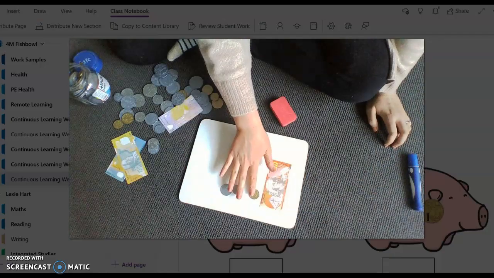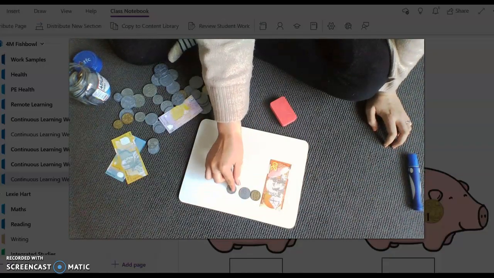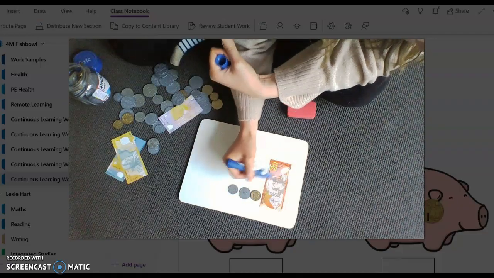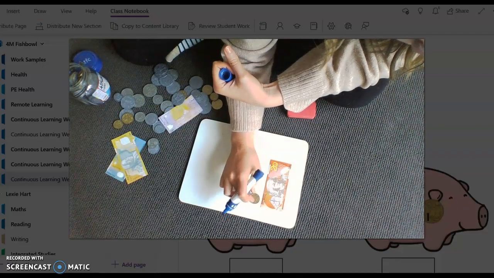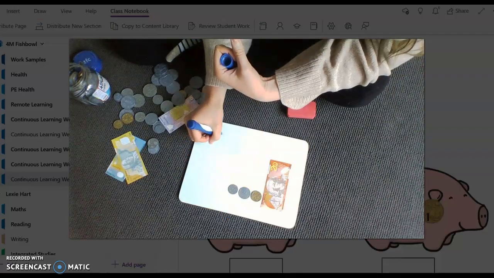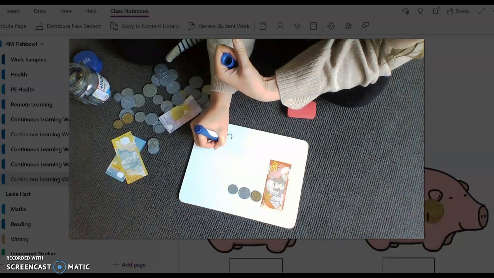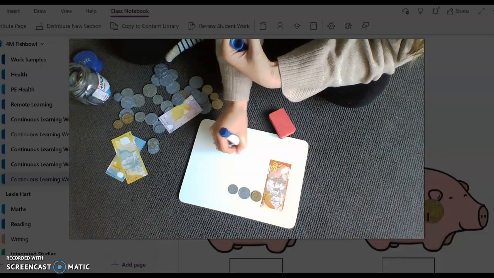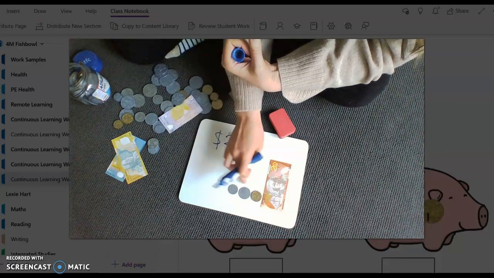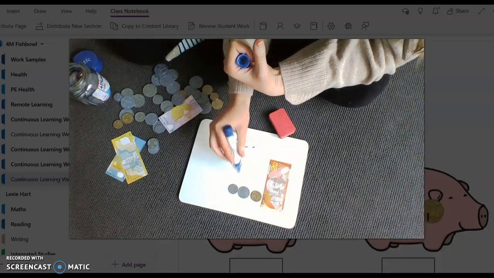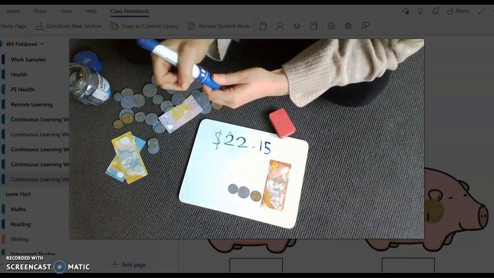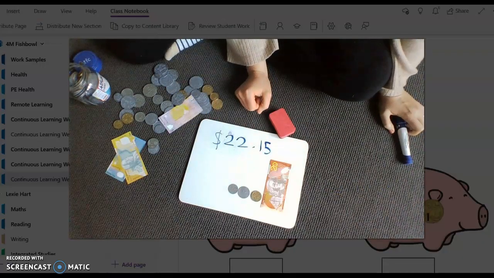All right, do the same thing, sort them, order them. All right, let's see how many dollars I have. So I've got $20 plus $2 here. So I have $22. Backwards 2 is really tricky. $22 and how many cents? I've got 10 plus 5 is 15 cents. So I've got $22 and 15 cents.